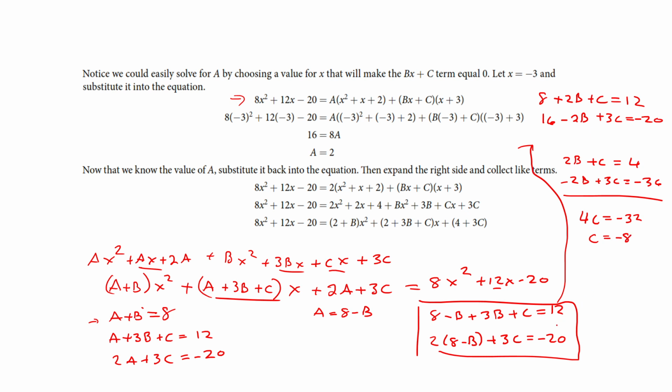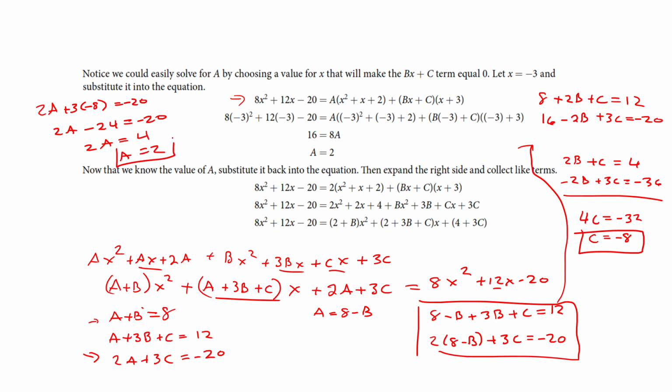C is negative 8. Okay, so the dominoes should start to fall now. I've got c is negative 8. I could use any equation I want. I'm going to go back here. I'm totally out of space, and I'm sorry about that. But so I've got 2a plus 3 times negative 8 equals negative 20. So 2a minus 24 equals negative 20. 2a is going to be 4. A is 2.